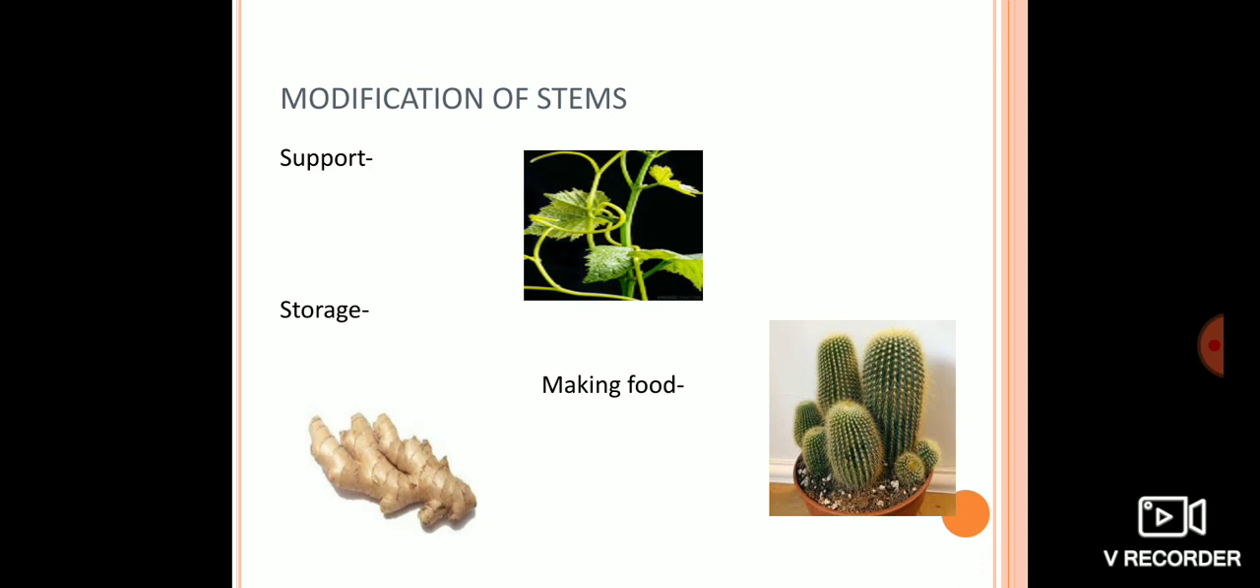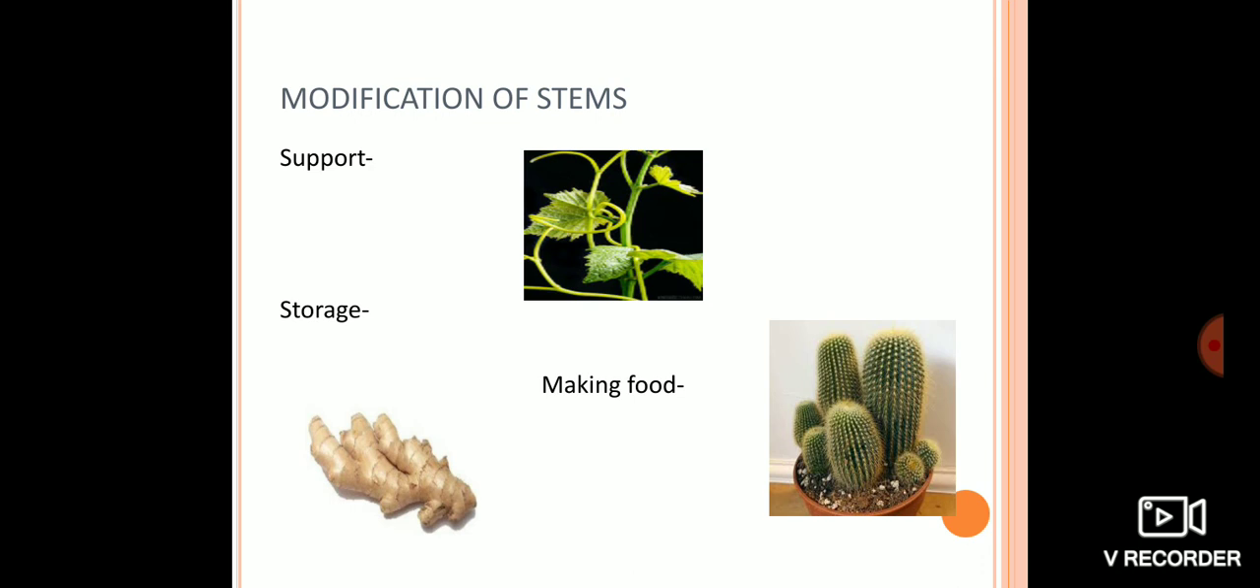The third type is making food. Here the stem is modified to take over the function of making food. The stems in such plants are green and fleshy. They store water in the stem. For example, cactus and other desert plants. Cactus is a desert plant, there is no water, so it can store water in the stem, and whenever it requires water, it uses that water. So these are the modifications of the stem.